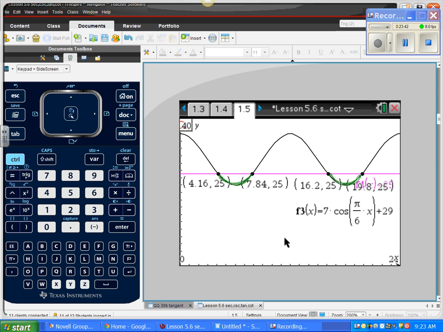So the x-coordinate of these points represents what? The time at which it's equal to what? The time at which it's equal to 25, right? So I know when the water's 25 feet, can I be in the water? No, absolutely not. If it's less than 25 feet, can I be in the water? No, absolutely not. Okay, so essentially what we're doing is we're solving an inequality.